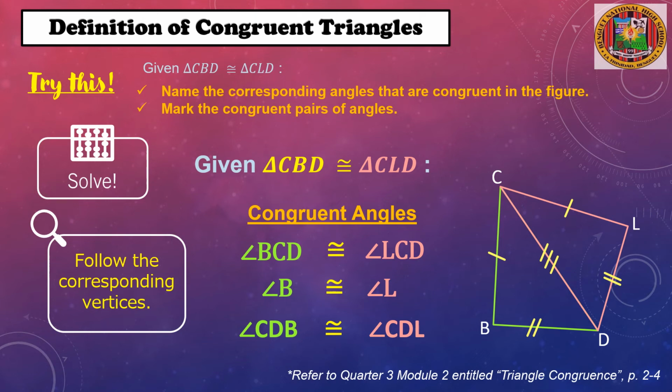To mark congruent angles, we use curves as hash marks. Take note that the same number of curves identify the same congruent pair. Thus, one curve represents the congruent pairs of angles BCD and LCD. Two curves represent the congruent pair of angles B and L. And three curves represent the congruent pair of angles CDB and CDL.